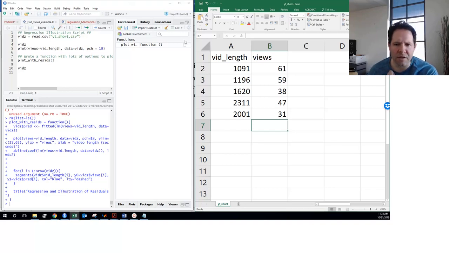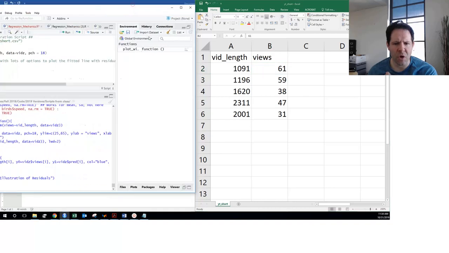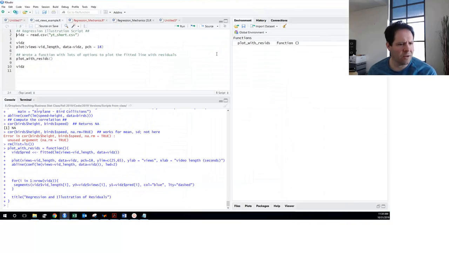So you can see the data here. Here's one observation for one video. It had a length of 1,091 seconds, and number of views was 61, and so on and so forth. You can see the 5 different observations here. Okay, so that's the underlying data set.